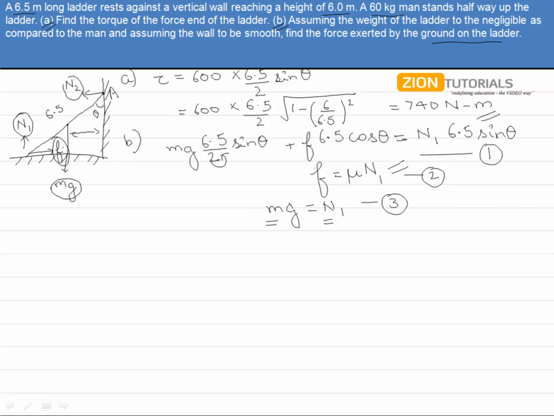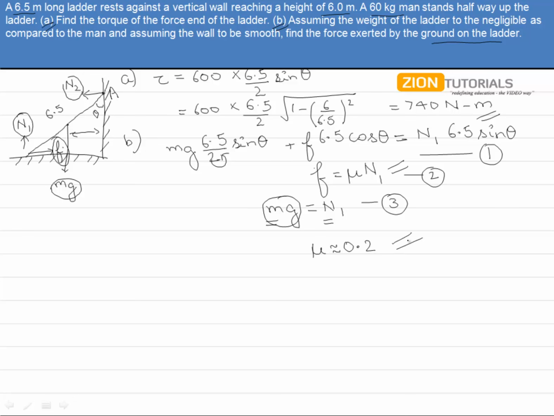N1 is replaced by mg, friction is replaced by mu N1, so the N1 value is to be put up there. So everything reduces into an equation in mu. So we can find out mu, which is coming out approximately to be 0.2.